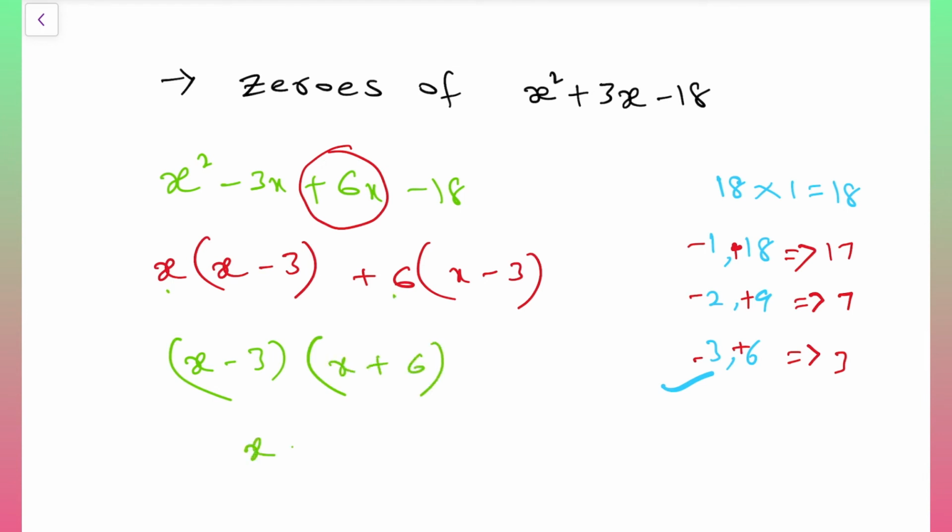If x minus 3 is there, then the x value will be plus 3. If x plus 6 is there, then the x value will be minus 6. 3 and minus 6 are the zeros of the given quadratic polynomial.